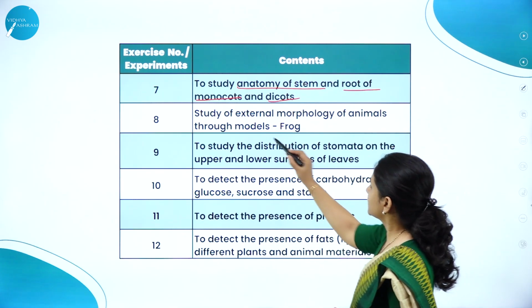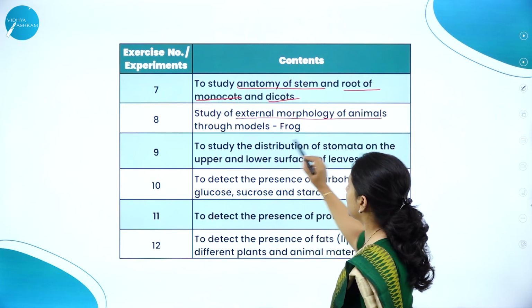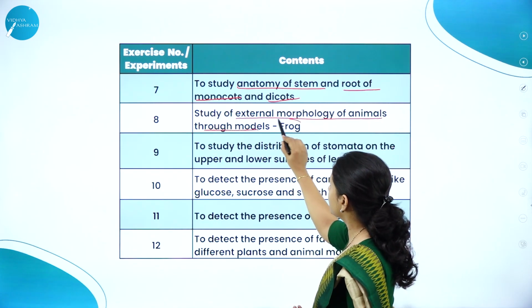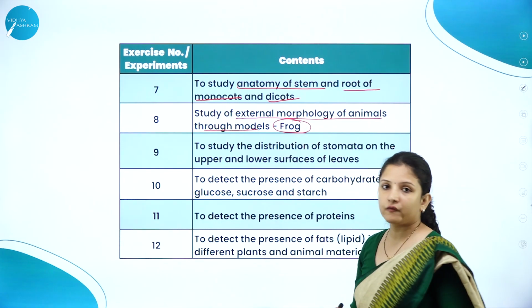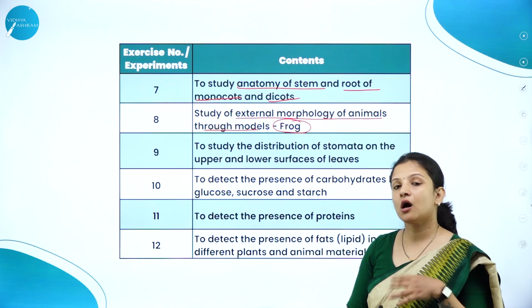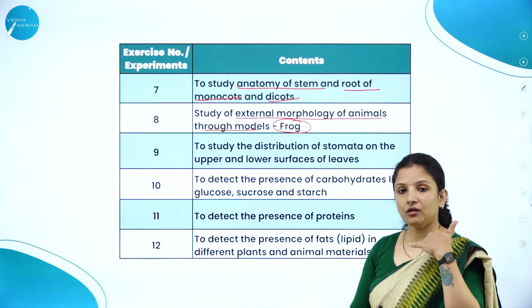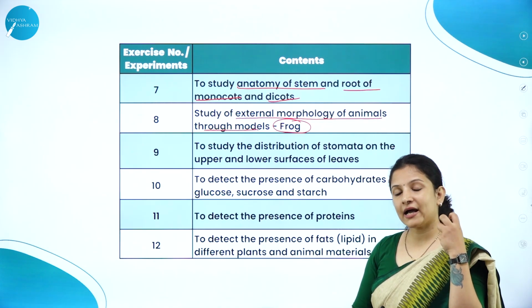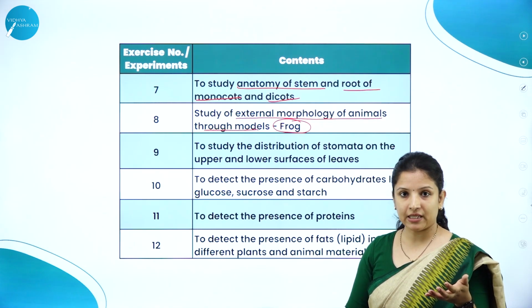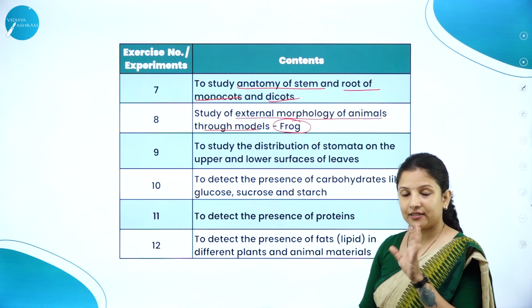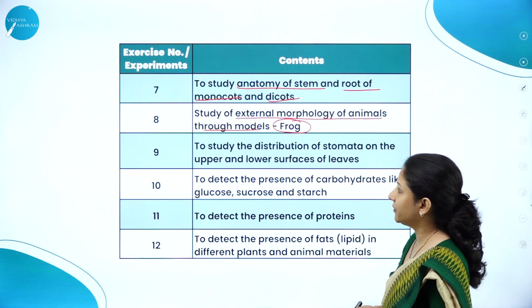Next, we have to study the external morphology of animals through models. So they have mentioned frog here. Only about the frog we have to study the external morphology. How is the skin? How are the feet? How are its nostrils? They don't have external ears, but they have a tympanum. So all that, you have to study its external morphology under experiment 8.